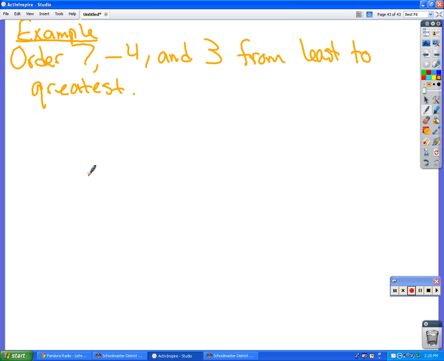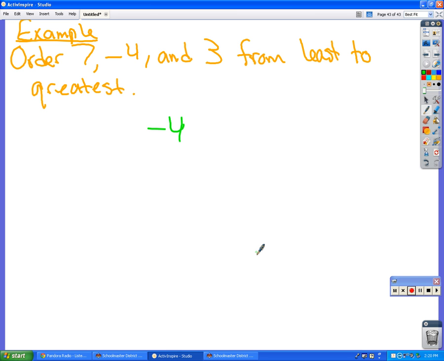So we're going to just real simple take the numbers. Same idea, 7, -4, and 3. And we're going to order those from the smallest to the biggest. All right? So raise your hand, please, if you can tell me which one of those is the smallest of the 3 numbers. Austin. -4. Okay, good. -4 is the smallest.